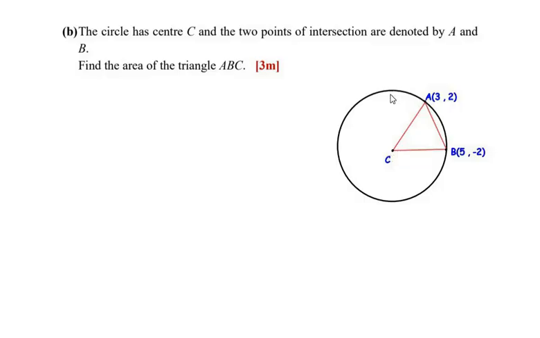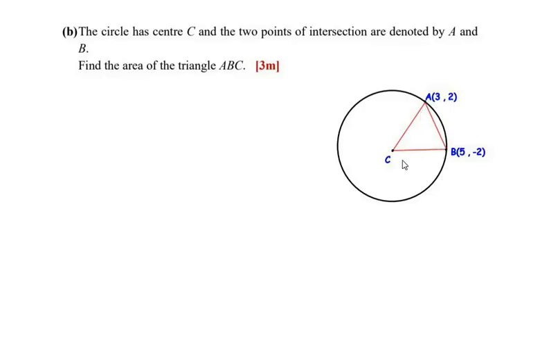So it is given that the center of the circle is C and the 2 points of intersection which we had got in the previous part of this question are denoted as A and B. So I have taken the coordinates 3, 2 as point A and the coordinates 5, negative 2 as B. So now we can see that there is a triangle formed. So we need to find out the area of the triangle ABC.